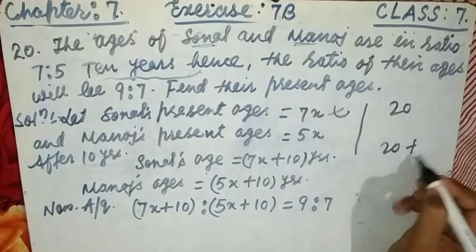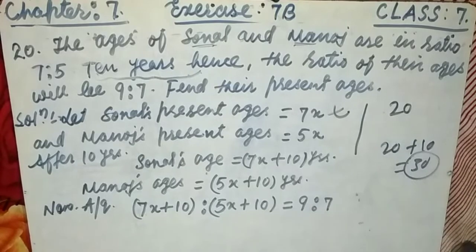Yes, 12 plus 10 means 30. That means increased by 10. So we can write Sonal's present age as 7x, and after 10 years it is 7x plus 10. Okay, this 7x plus 10 is Sonal's age after 10 years. Then Manoj's is 5x plus 10.